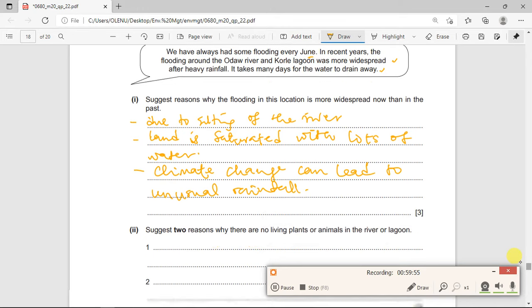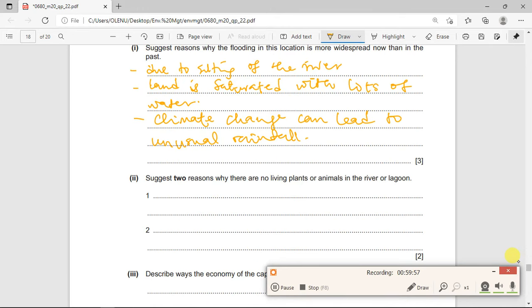Now, suggest two reasons why there are no living things, plant or animal, in the river or lagoon. It can be due to unsuitable pH or toxic chemicals. Toxic chemicals are present, which can also be due to eutrophication. Another reason why there will be no living thing is there is no oxygen.